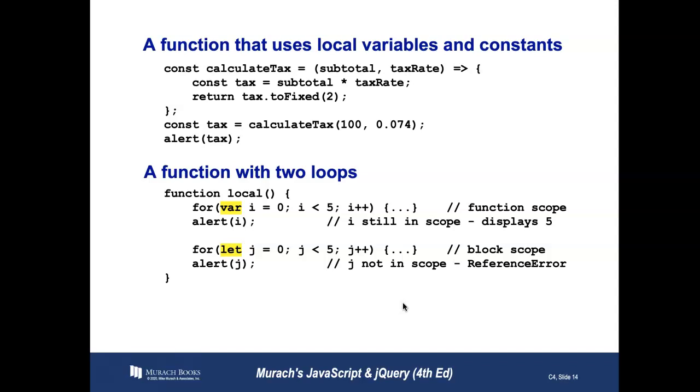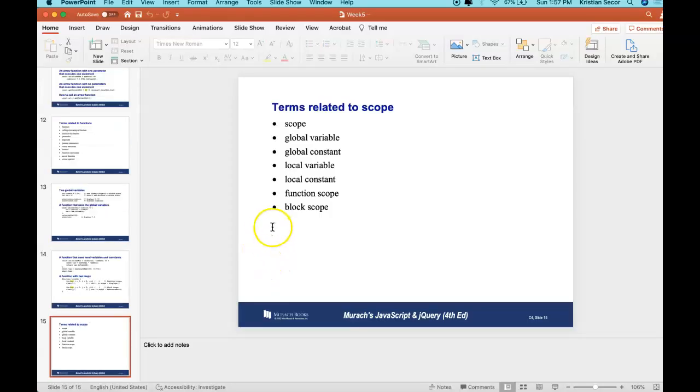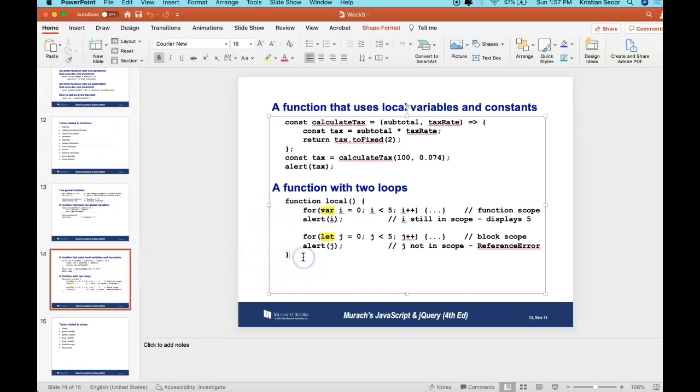Now, if you do let j equals 0 and j less than 5, j plus plus, and if you look at the closing there, there's actually an extra curly brace here. Let me just fix that. These PowerPoints actually came from the text. j will not have a value here.